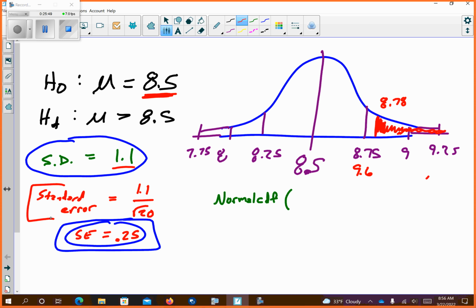So I think with the normal CDF, we're going to find the p-value from that point. And so I think because our information we found is 8.78, and then we go big number, you know, 100, 1,000, 10,000, it doesn't matter. We go with our original mean, and we go with our standard error, 0.25. I think this is going to find us a p-value of 0.131, okay?